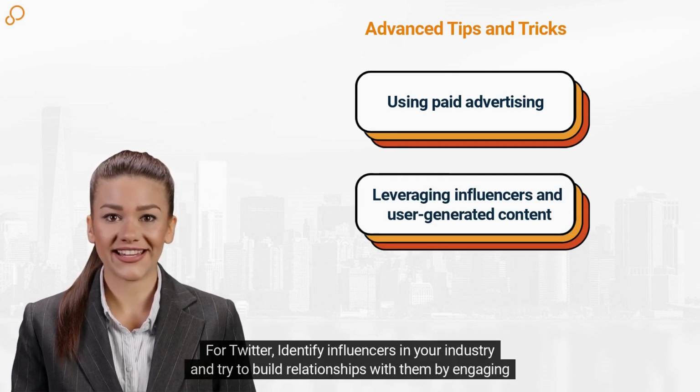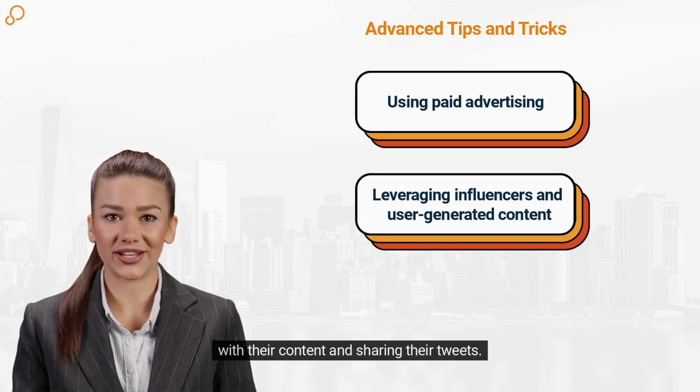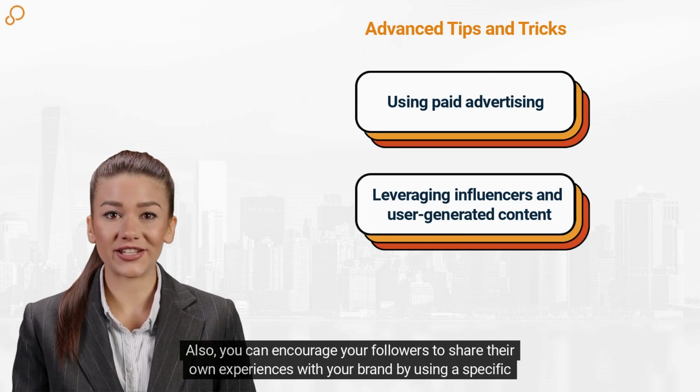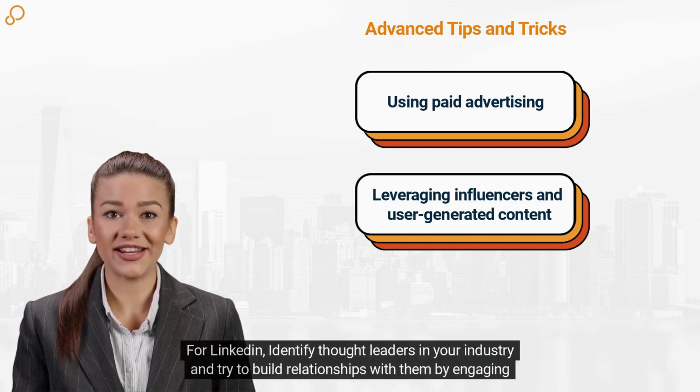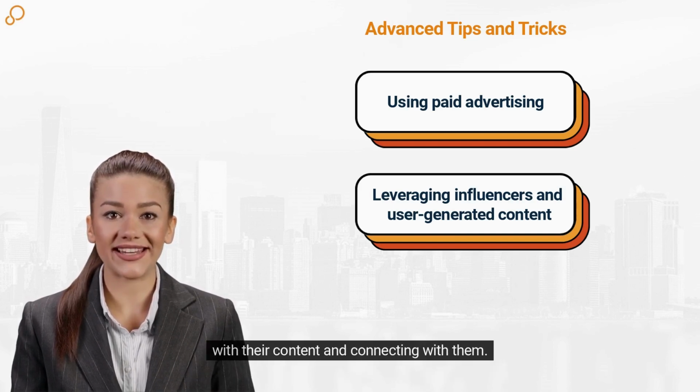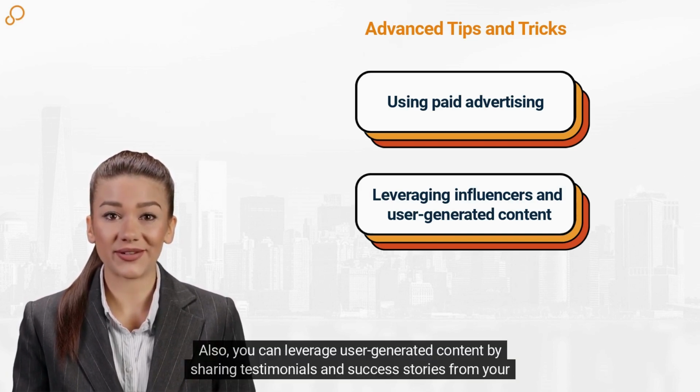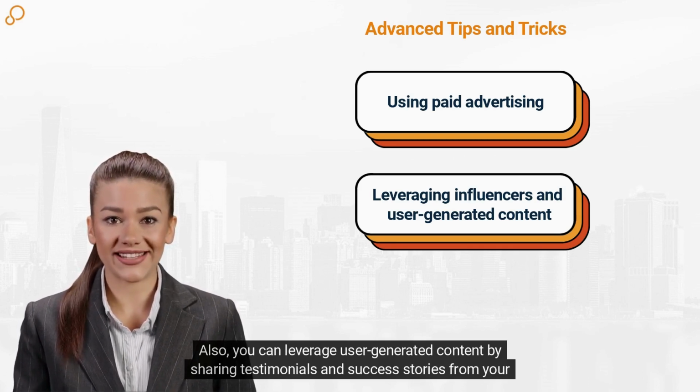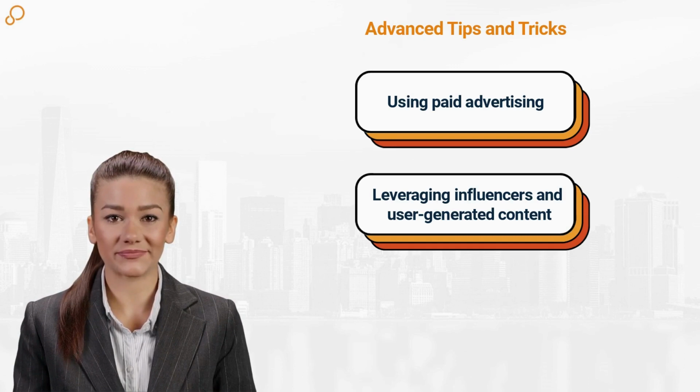For Twitter, identify influencers in your industry and try to build relationships with them by engaging with their content and sharing their tweets. Also, you can encourage your followers to share their own experiences with your brand by using a specific hashtag. For LinkedIn, identify thought leaders in your industry and try to build relationships with them by engaging with their content and connecting with them. Also, you can leverage user-generated content by sharing testimonials and success stories from your customers.